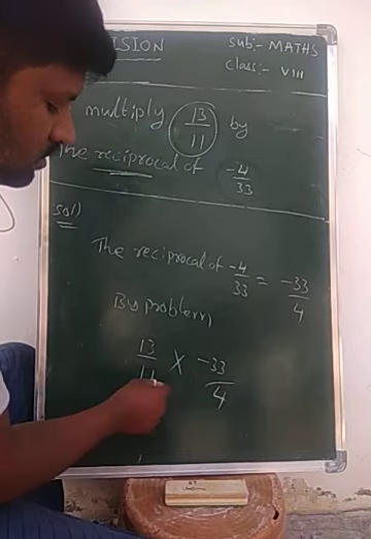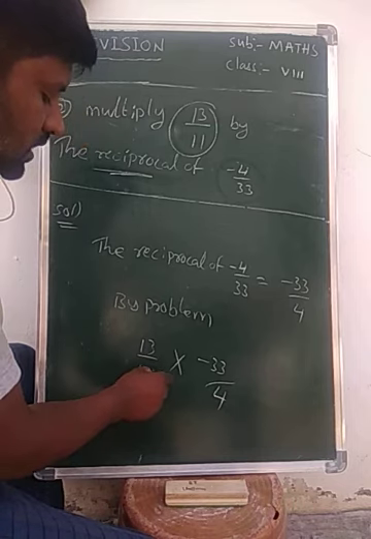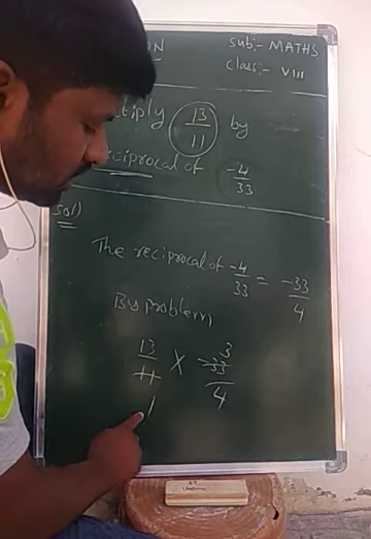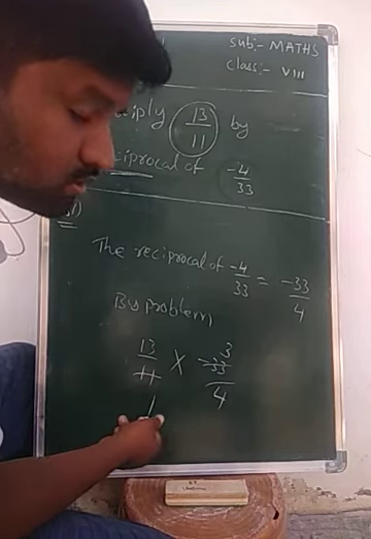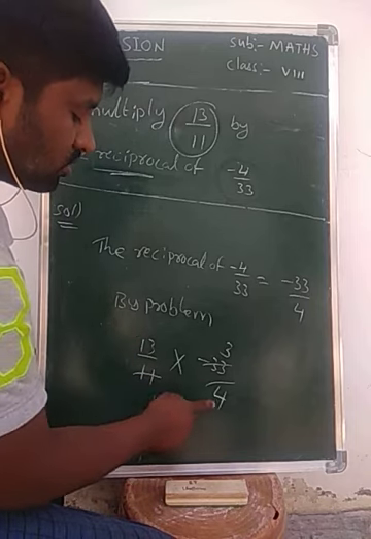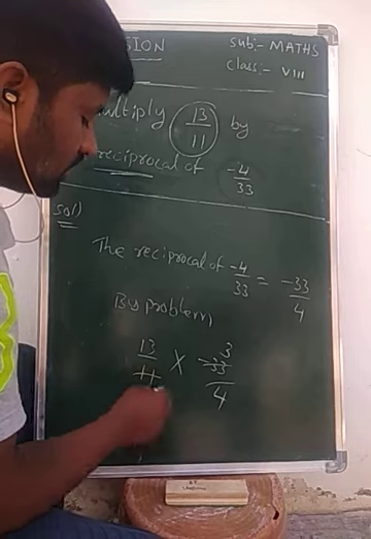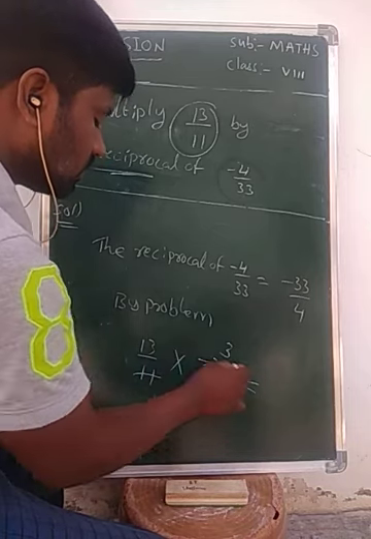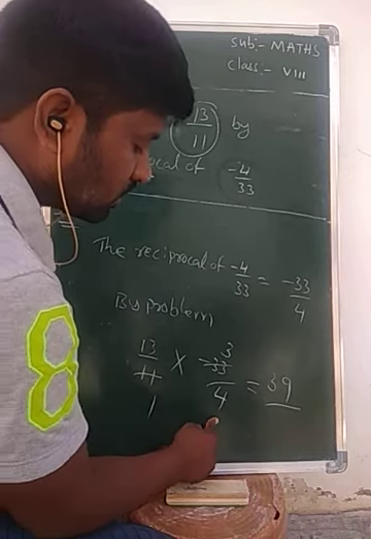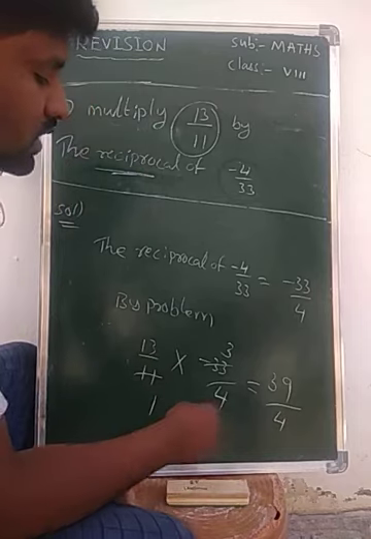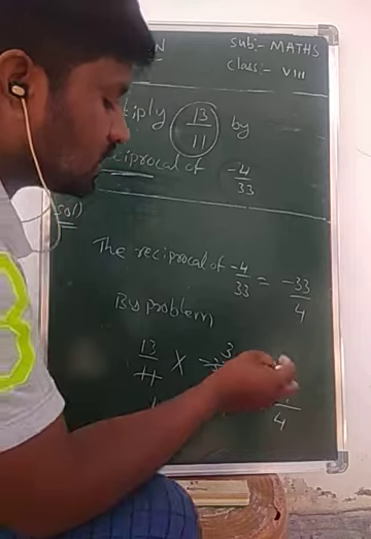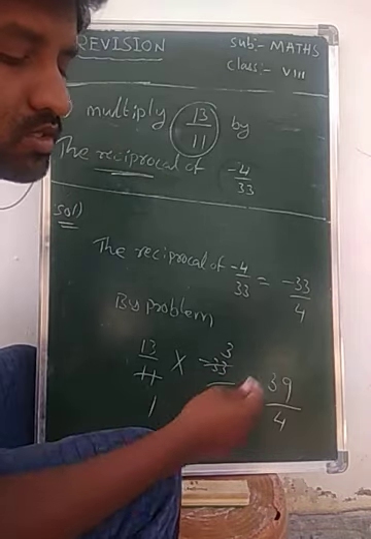Okay. Now by using the 11 table, 11 ones are 11, 11 threes are 33. If cancellation is possible, we do it. Again 13 and 4, division is not possible. So 13 into 3, 13 threes are 39, and 1 fours are 4. Therefore we get the required answer, 39 by 4.